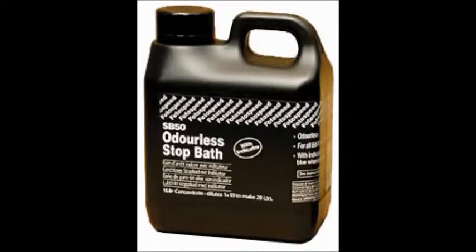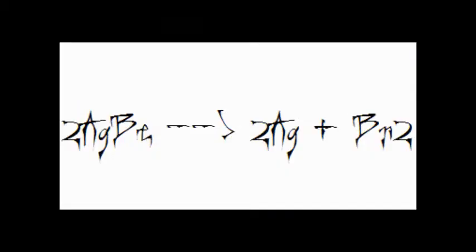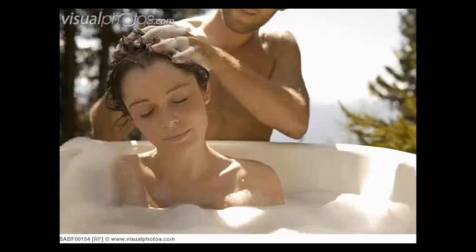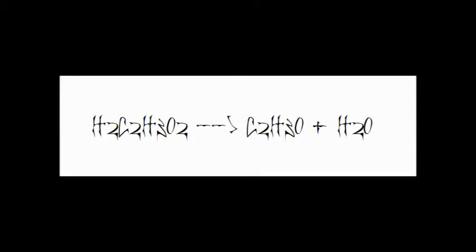The stop bath solution is the next thing to be added. The chemical equation is 2AgBr to 2Ag plus Br2. After this, the mixture is washed, so that part of it returns to how it once was. Water is obviously added, which causes the following reaction to take place: H2C2H3O2 to C2H3O2 plus H2O.